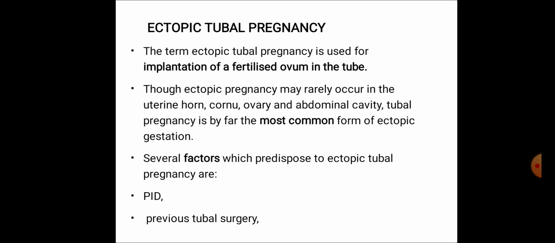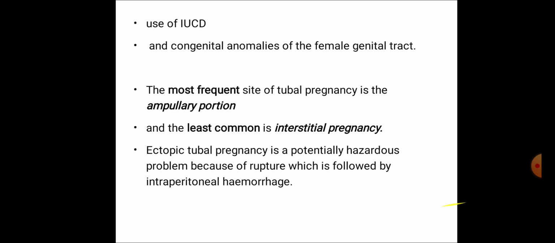Several factors which predispose to ectopic pregnancy are pelvic inflammatory disease, previous tubal surgery, use of intrauterine contraceptive device and congenital anomalies of the female genital tract. The most frequent site of tubal pregnancy is the ampullary portion and the least common site is interstitial pregnancy. Ectopic tubal pregnancy is a potentially hazardous problem because of rupture which is followed by intraperitoneal hemorrhage.